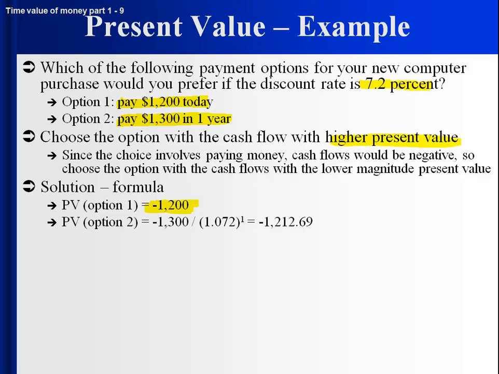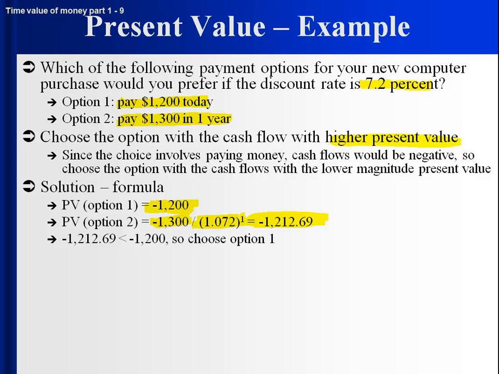Option two, we're going to be paying out $1,300 in a year. The discount rate is 7.2%. So paying out $1,300 in a year is equivalent to paying out $1,212.69 today. So now we've got apples to apples. Would you rather take option one, which is paying out $1,200 today, or would you rather take option two, which is equivalent to paying out $1,212.69 today? Well, I would rather, and I have my finance hat on, pay $1,200 than $1,212.69. So I'm going to choose option one.